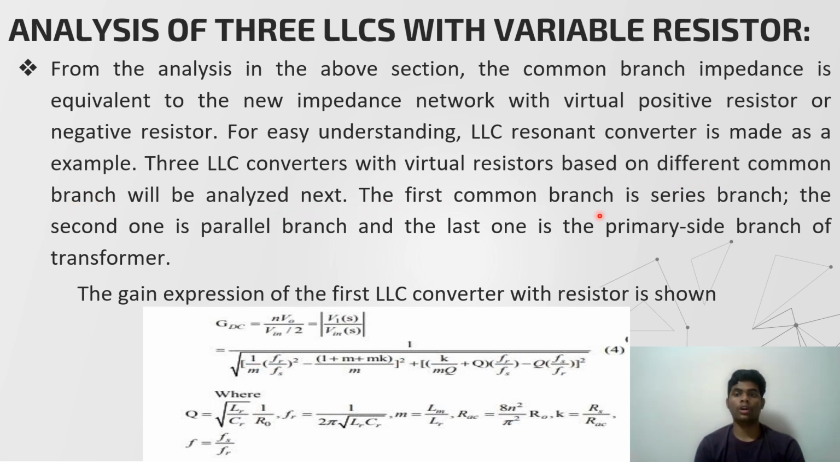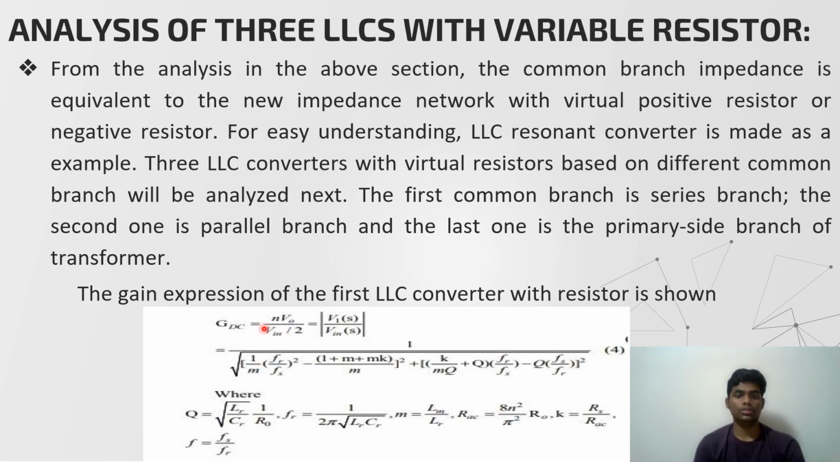The first common branch is the series branch, the second one is the parallel branch, and the last one is the primary side branch of the transformer. The gain expression of the first LLC converter with resistor is shown below.